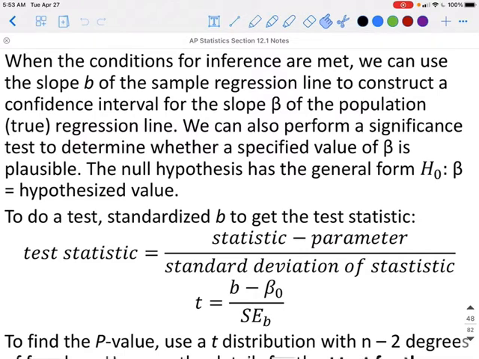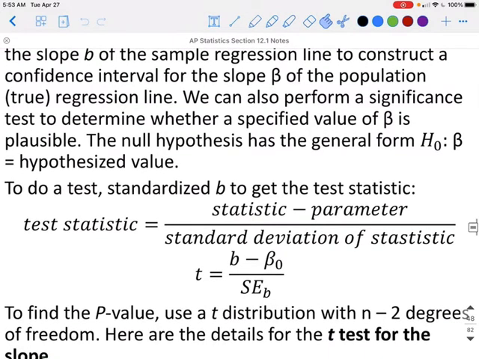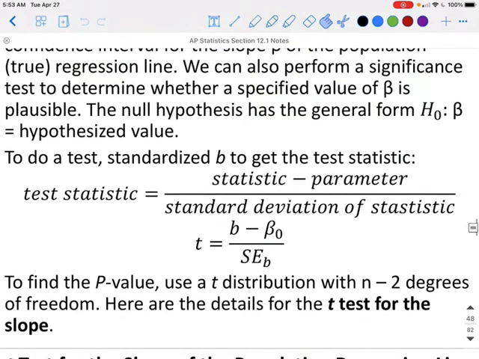The null hypothesis has the general form of H sub 0: beta is equal to the hypothesized value. To do a test, standardize b to get the test statistic. So the test statistic equals the statistic minus the parameter, all over the standard deviation of the statistic, or t is equal to b minus beta sub 0 all over SE sub b. To find the p-value, use the t distribution with n minus 2 degrees of freedom.